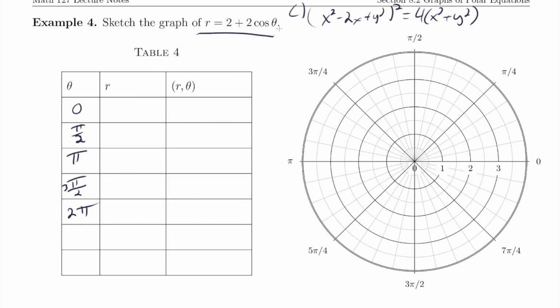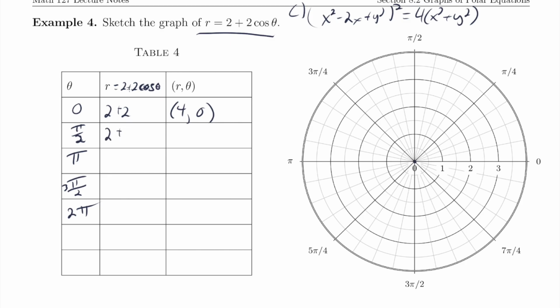So at 0, r is equal to 2 plus 2 cosine theta. All right, so let's go ahead. So here I'd have 2 plus 2 cosine of 0. Cosine of 0 is 1, so it'll be 2 plus 2, which gives us 4. 0 is our first point, so let's go ahead and put that right in here. So 4 is at 0.